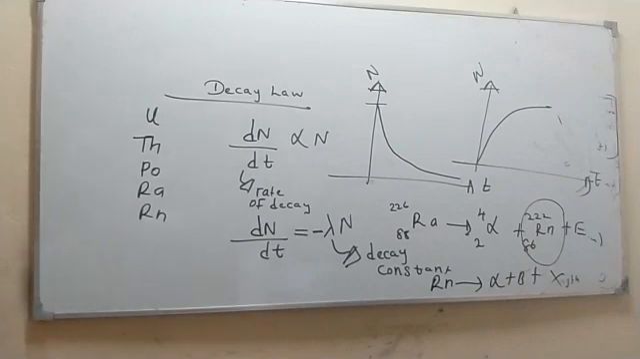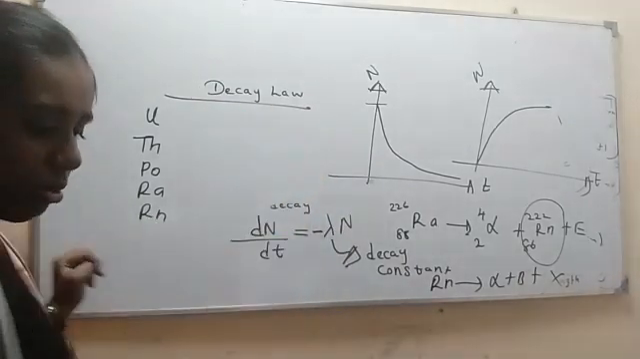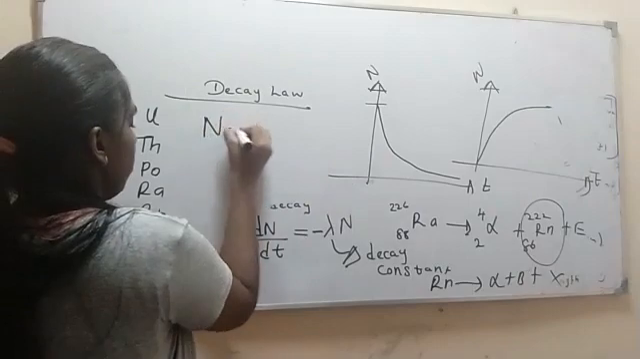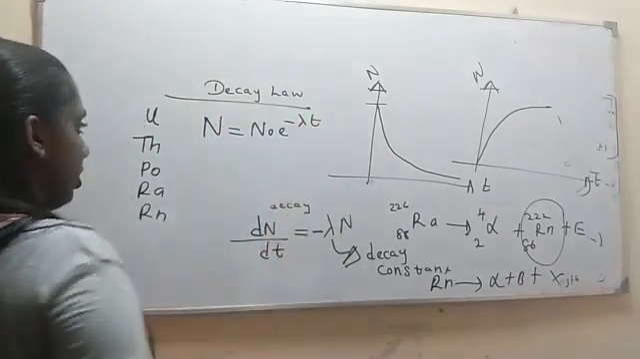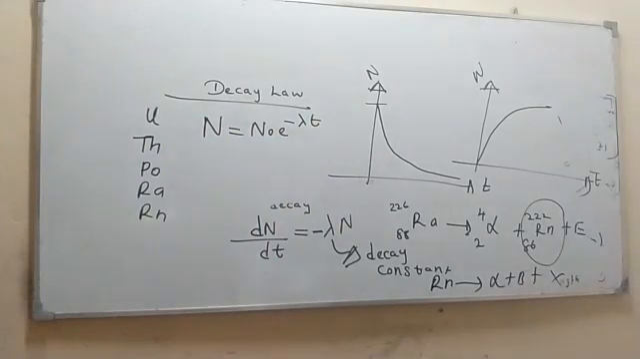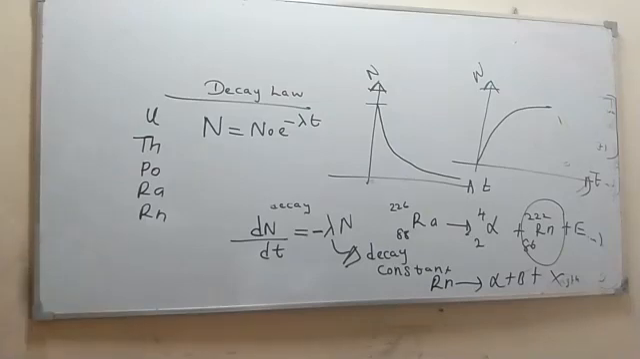There is an equation called N is equal to N naught into e to the power minus lambda t. Do you know this equation already? Oh, yes, miss. So I'm okay. Then it's easy.